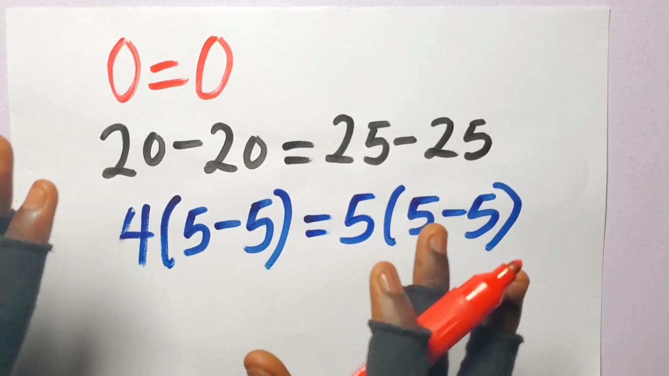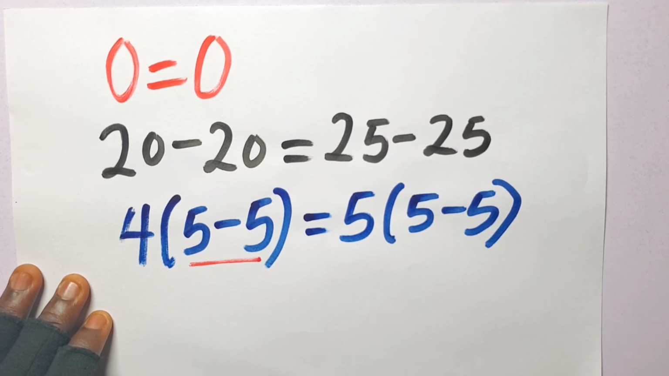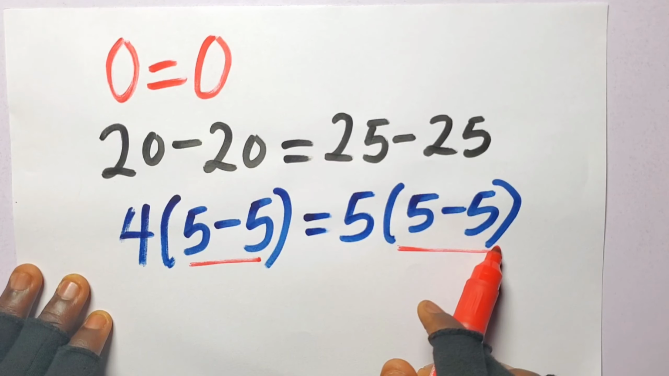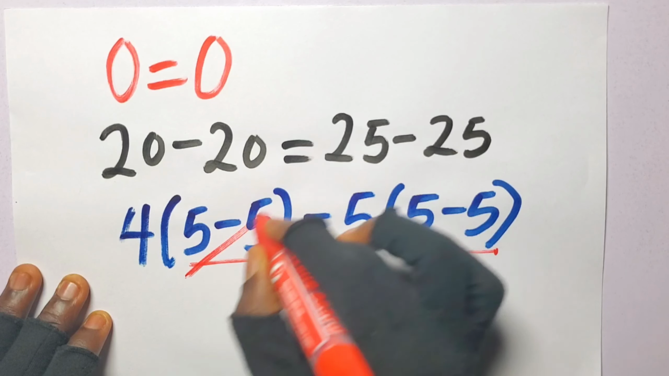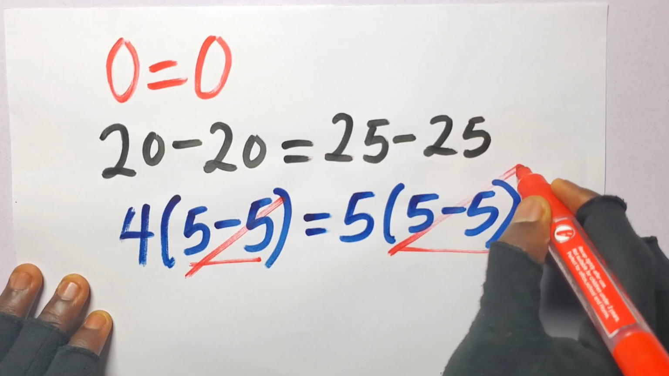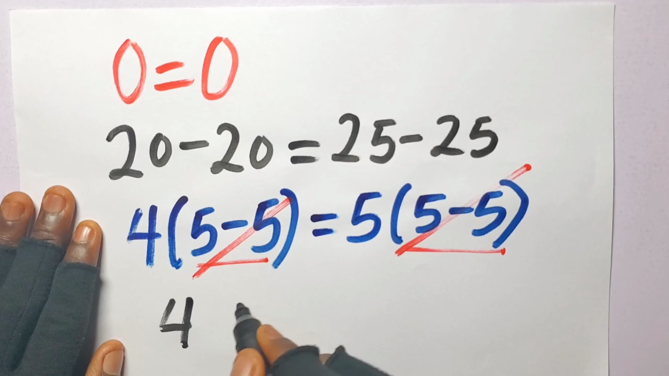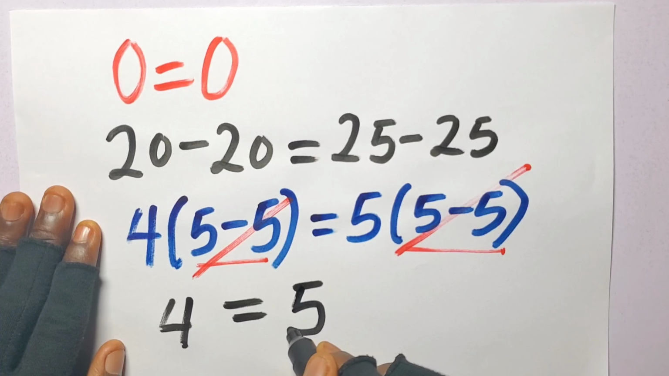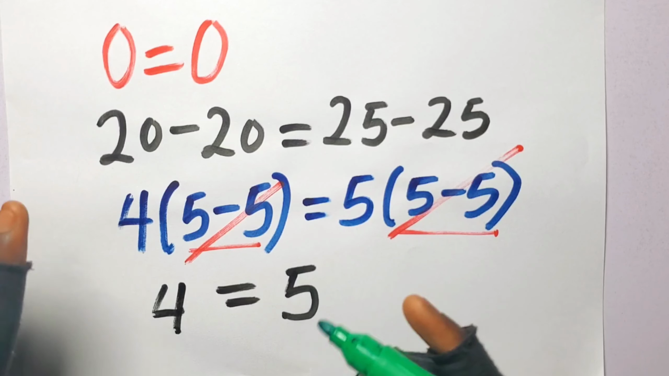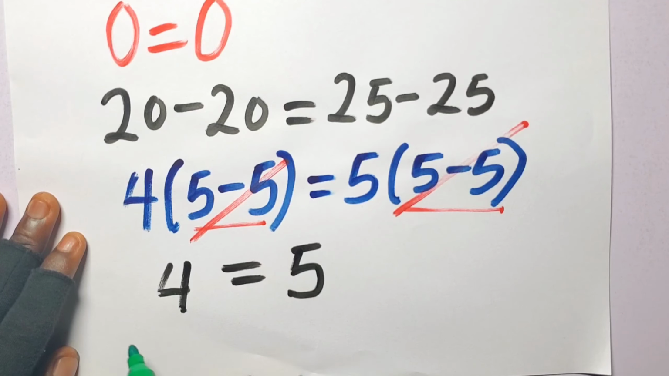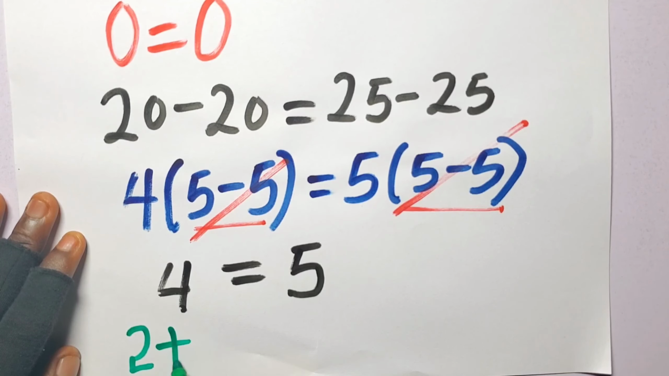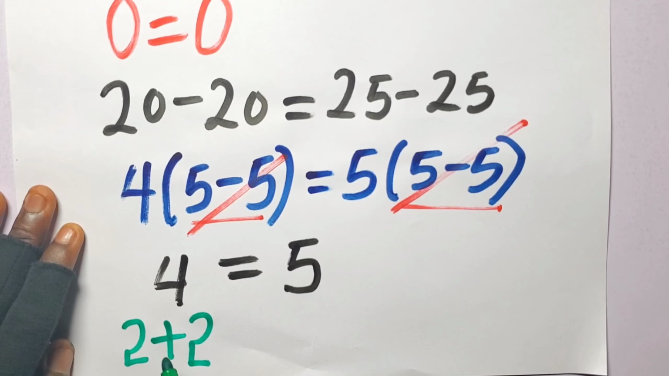Now, since we have 5 minus 5 on both sides, okay, we cancel them out, which leaves us with 4 equals 5. Okay, now since 4 is just 2 plus 2, we have officially proven that 2 plus 2 is equal to 5.